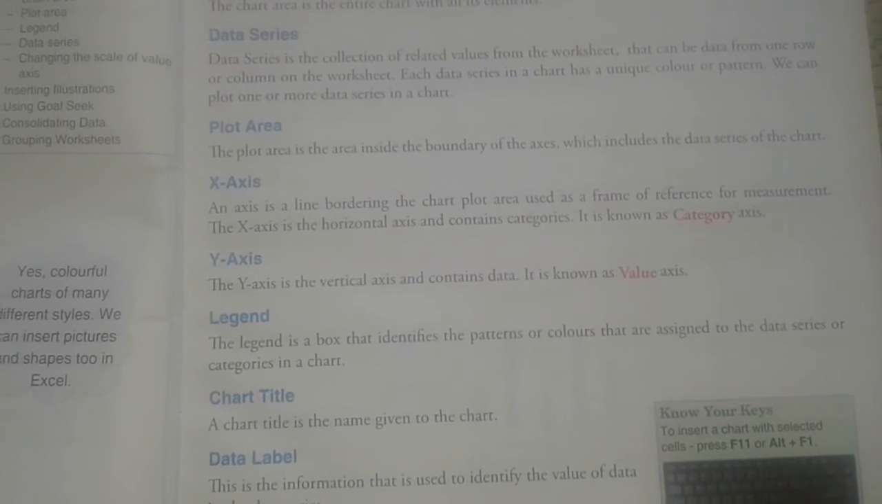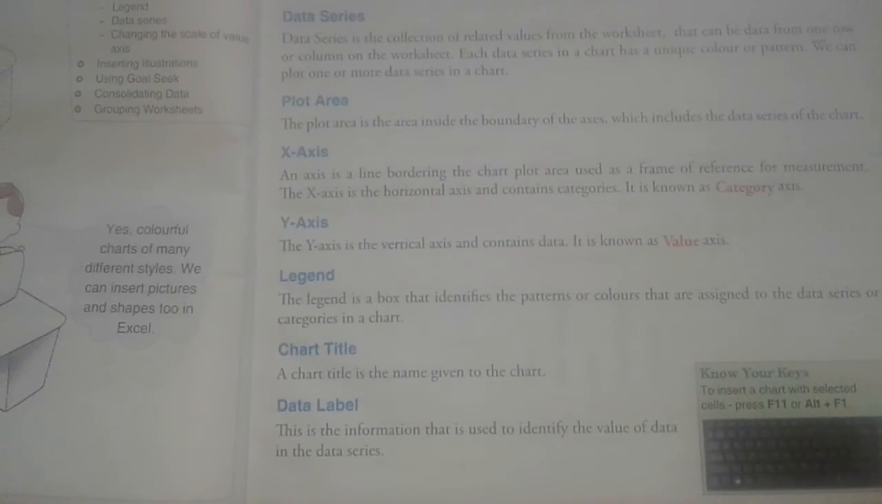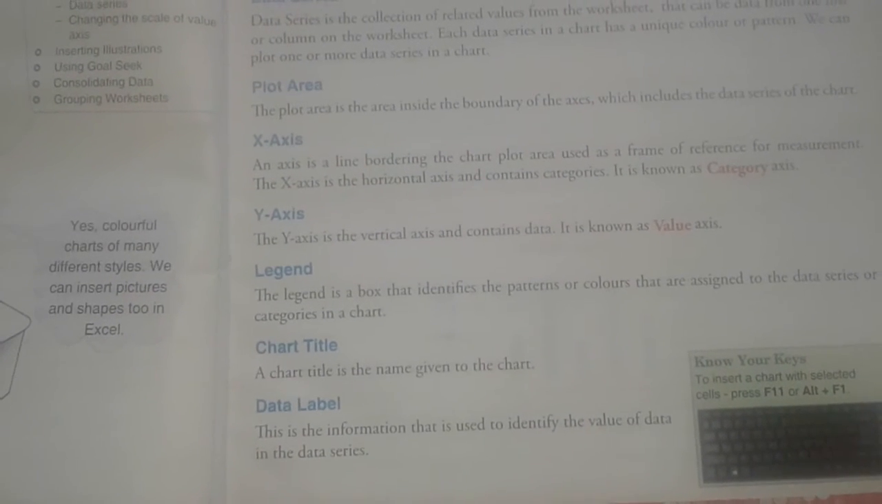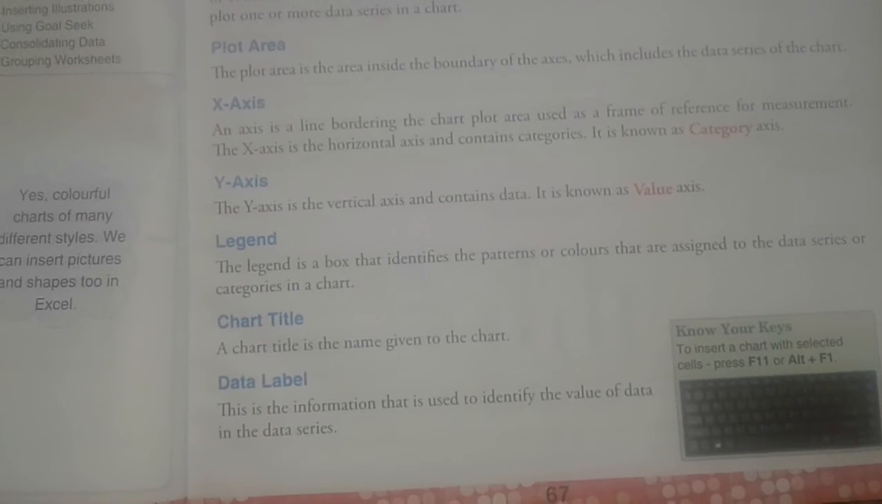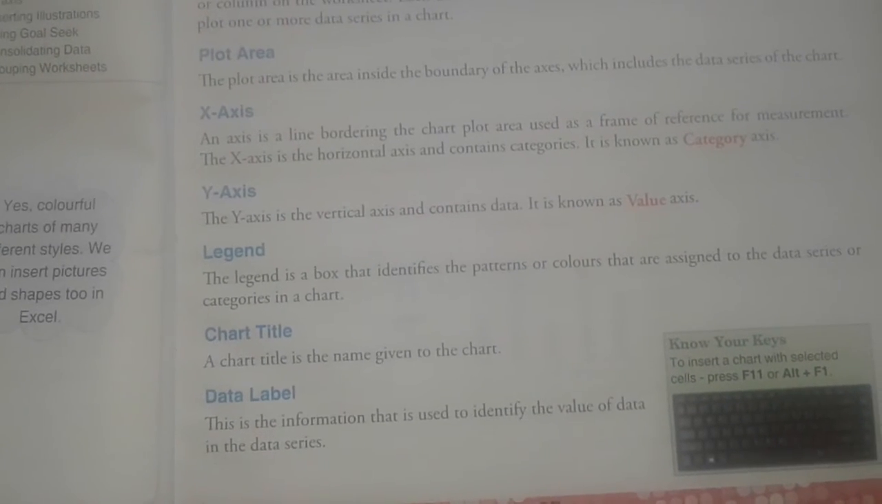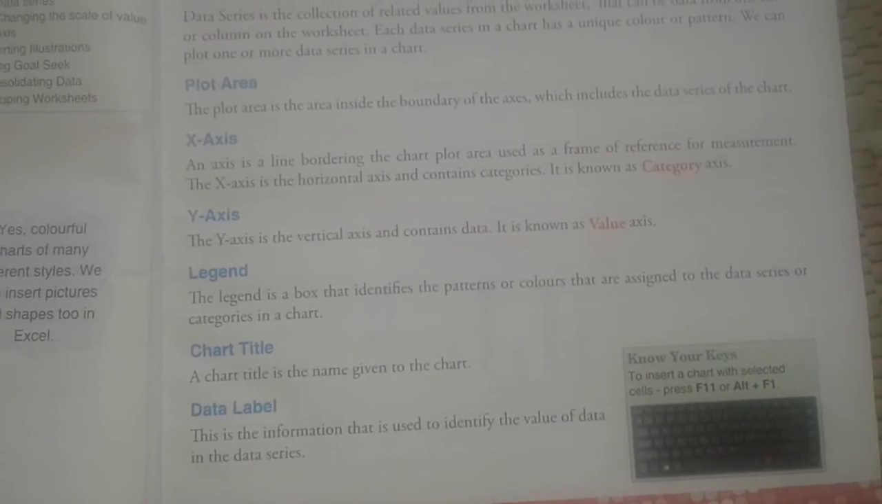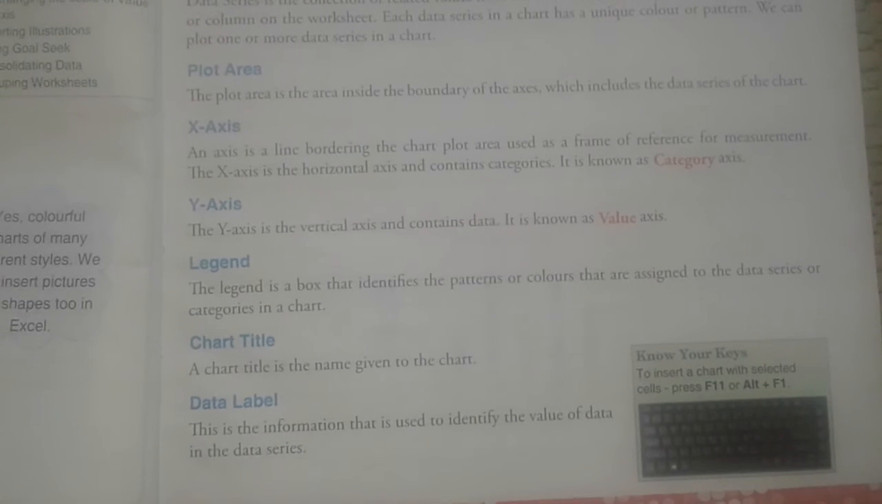Data series. What is data series? Data series is the collection of related values from the worksheet. That can be data from one row or column on the worksheet. Each data series in a chart has a unique color or pattern. We can plot one or more data series in a chart. And what is plot area? The plot area is the area inside the boundary of the axis which includes the data series of the chart.